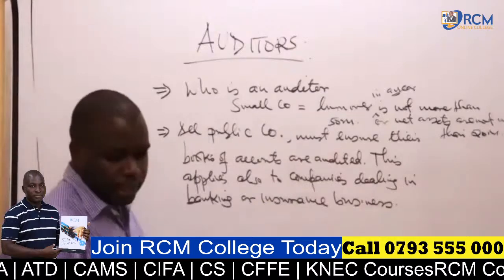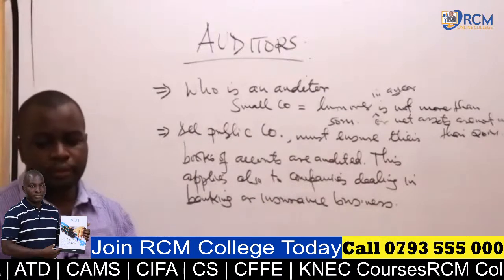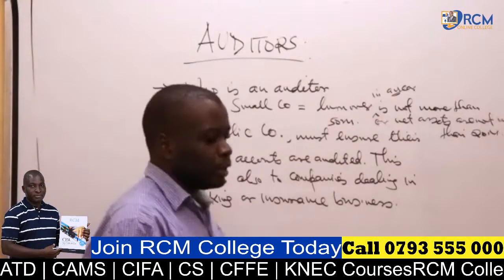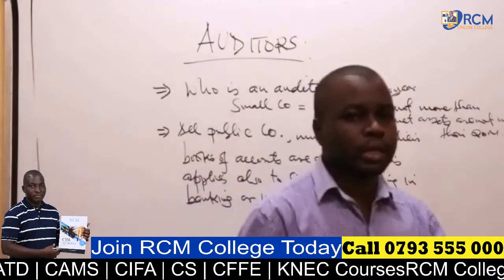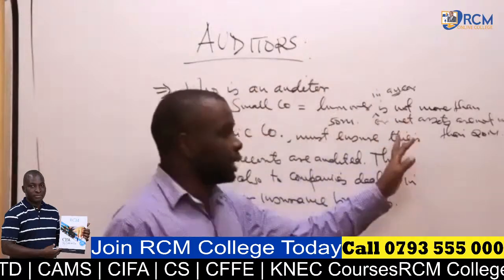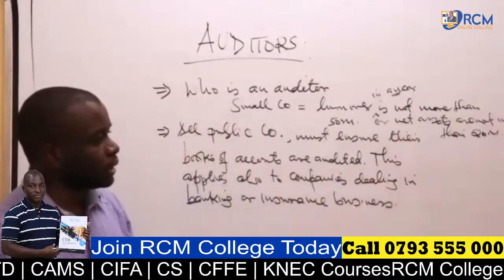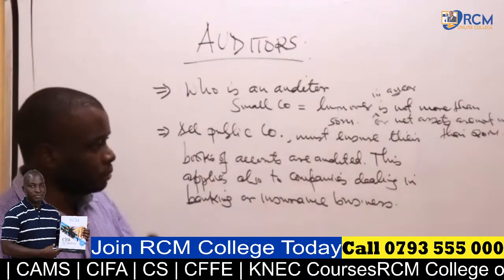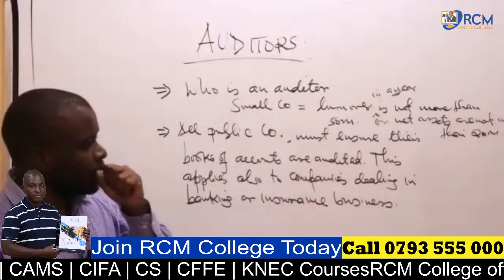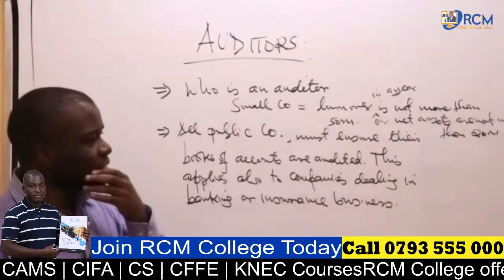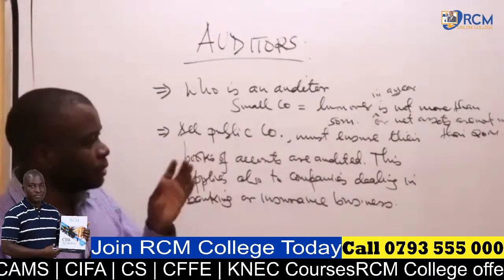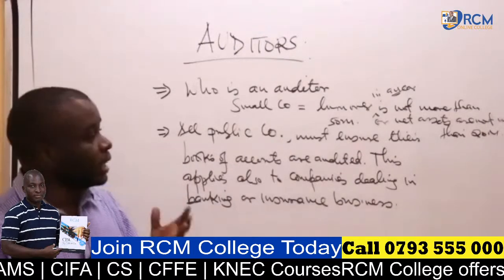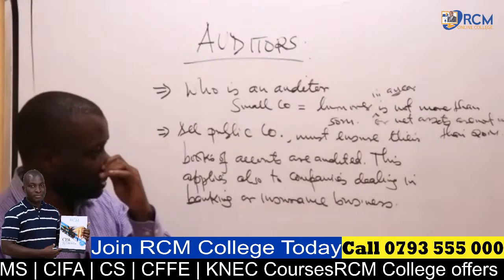So if its turnover is not more than 50 million shillings in a year, where turnover means your sales do not exceed 50 million, or your net assets are not more than 20 million, then in such a case you'll be categorized as a small company. So for small companies, which are private companies, it is not a must for their books of accounts to be audited.